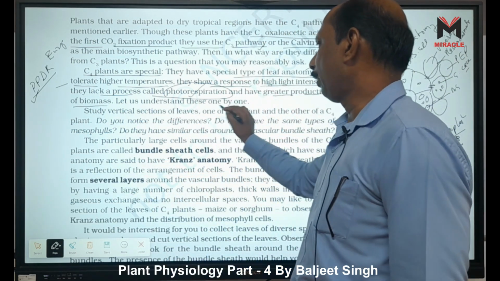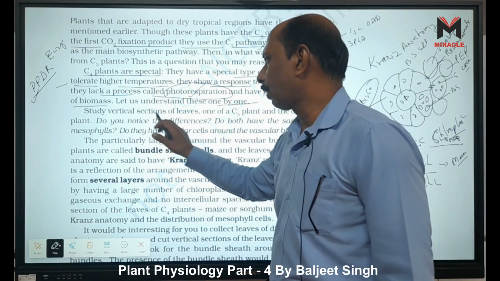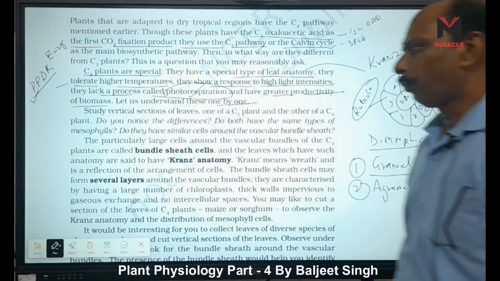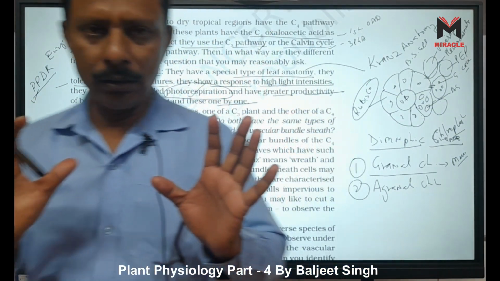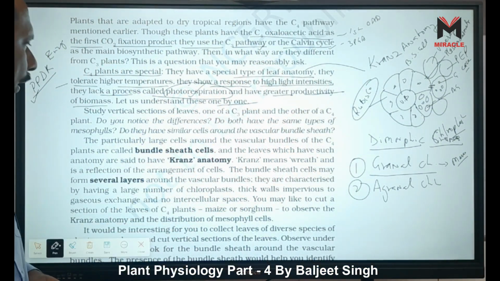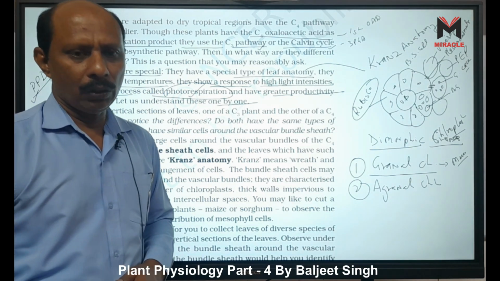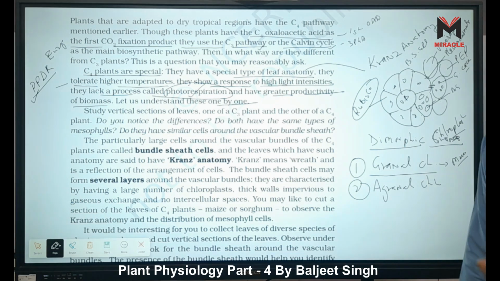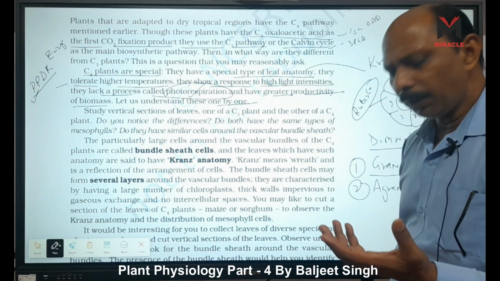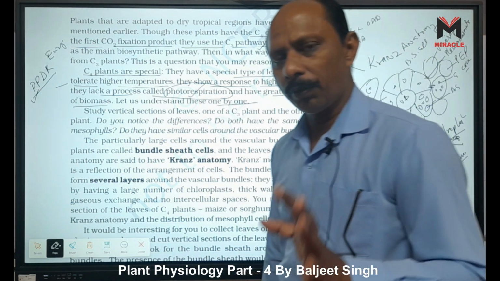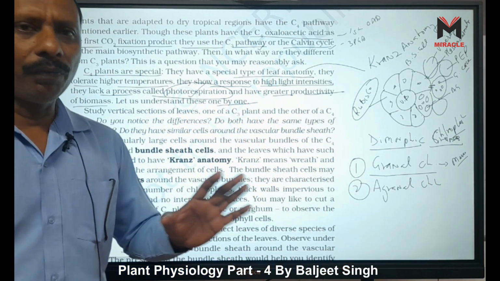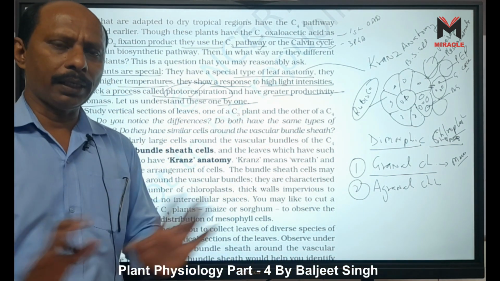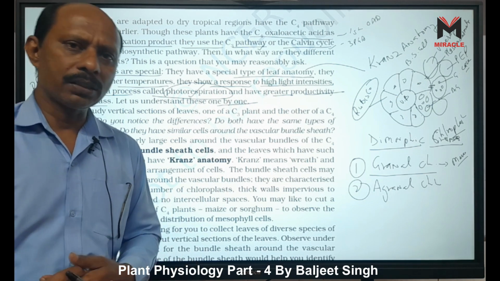Now let us understand one by one. Study the vertical section of a leaf, one of a C3 plant and the other of a C4 plant. When we see the diagram, we understand that in C3 plants we have palisade tissue and spongy layers, and bundle sheath cells are not involved in photosynthesis, right? Mesophyll cells are involved in all the reactions. Dark reaction and light reaction occur in mesophyll cells only.